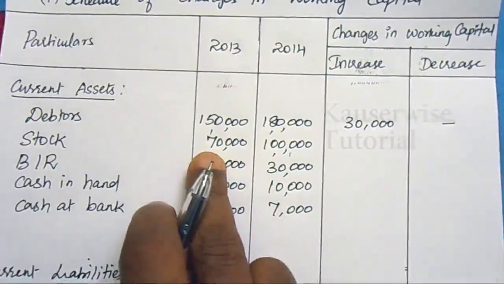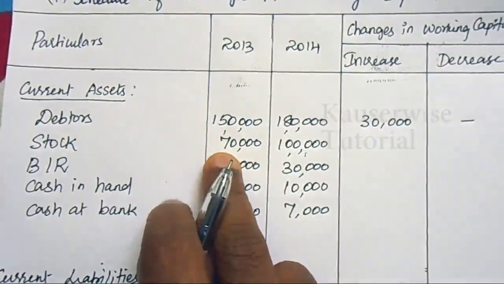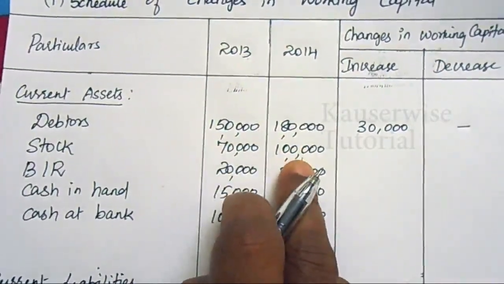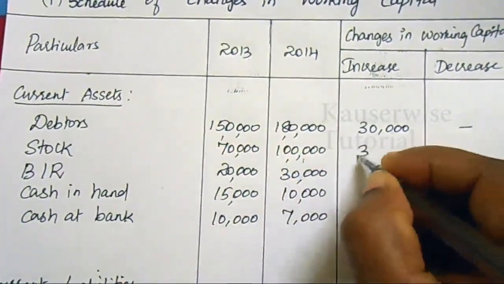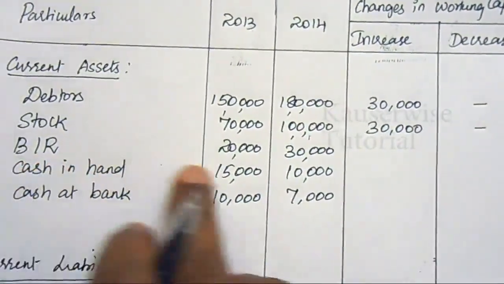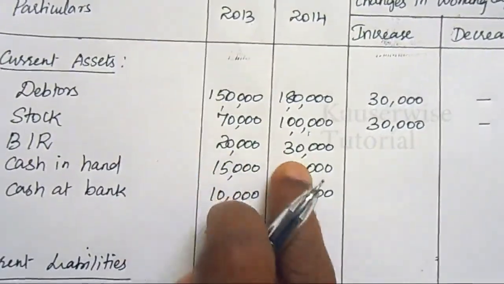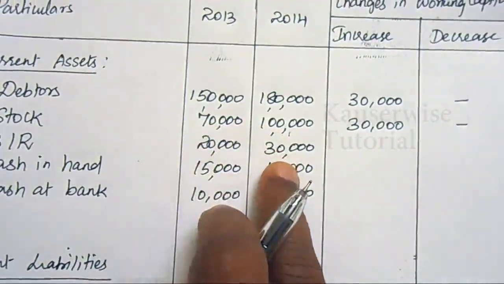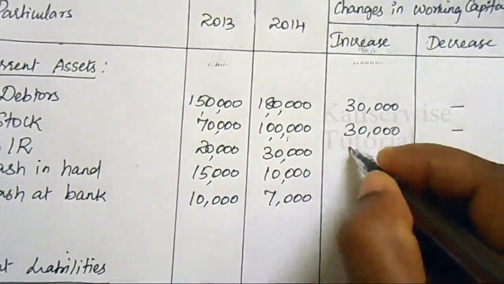Next, stock 70,000 first year. Next year 1,00,000. What is the difference? 30,000 increased. So working capital also increased. Next, bills receivable. First year 20,000, next year 30,000. So what is the impact? Increased 10,000. So working capital also increased.